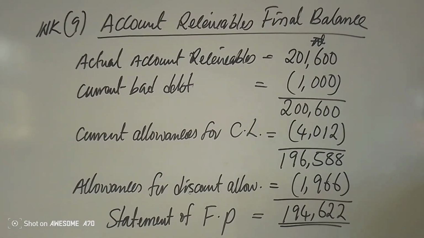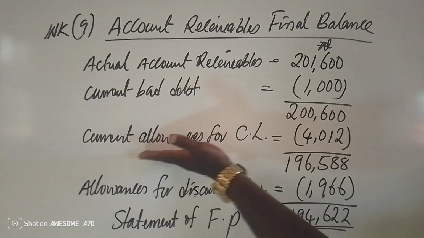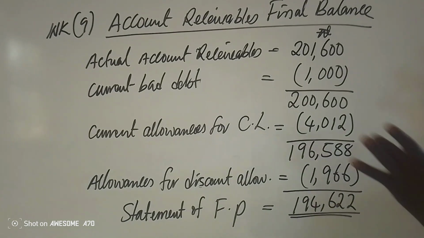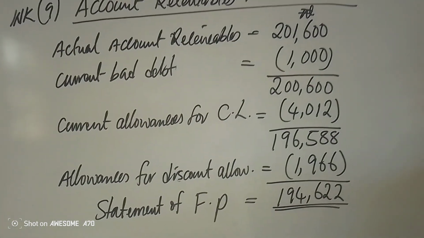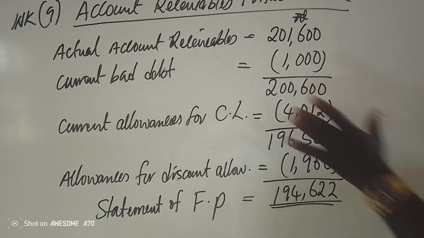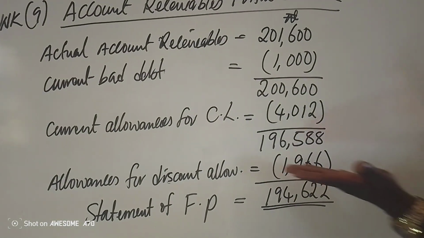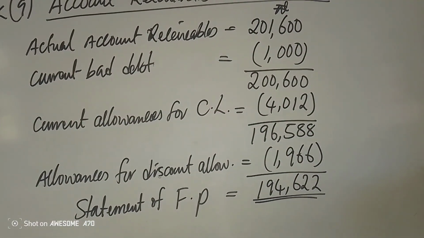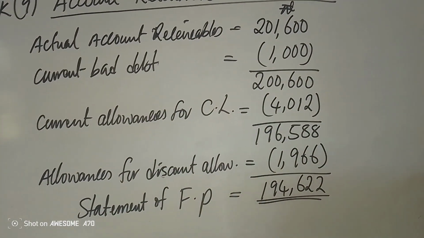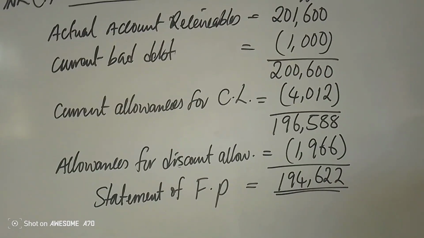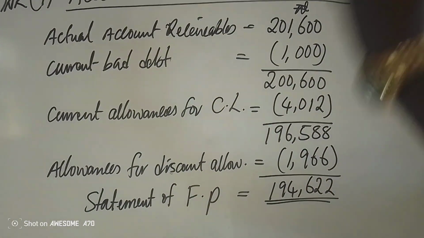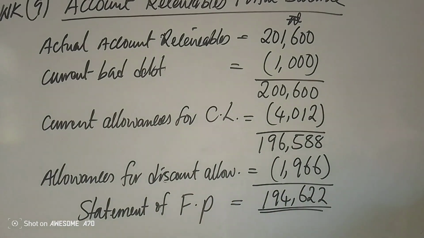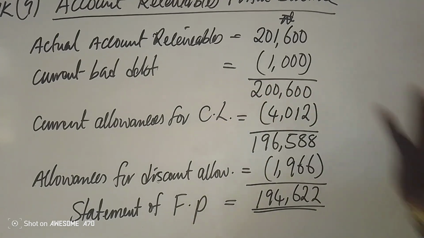But this is not enough. You have to still deduct the allowances for expected credit losses for the current year, not the previous year, as I'm still emphasizing. The current year allowances, which was calculated at 4,012 naira. So if you deduct 4,012 naira from 200,600, you now get 196,588 naira. That is still not enough because there was also allowances for discount allowable in the additional information created in the current year. The amount was calculated, as you can see over there, and the answer was 1,966 naira. That too will be deducted from the value of account receivable.